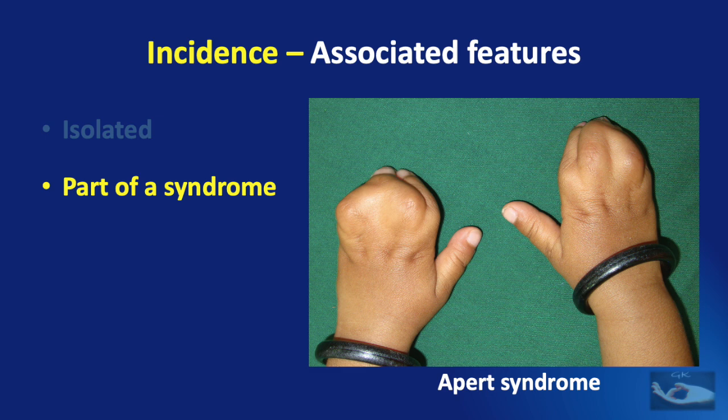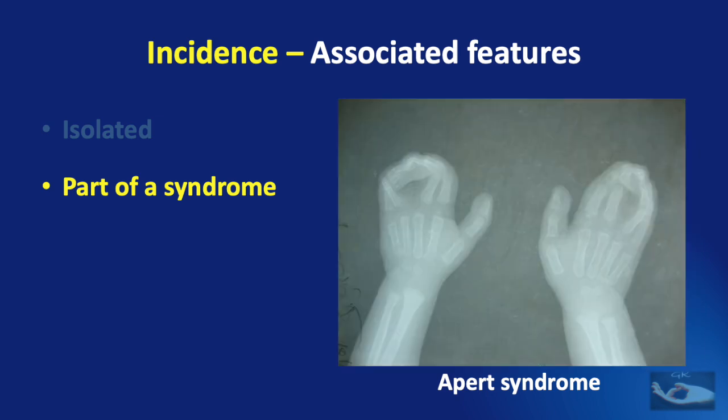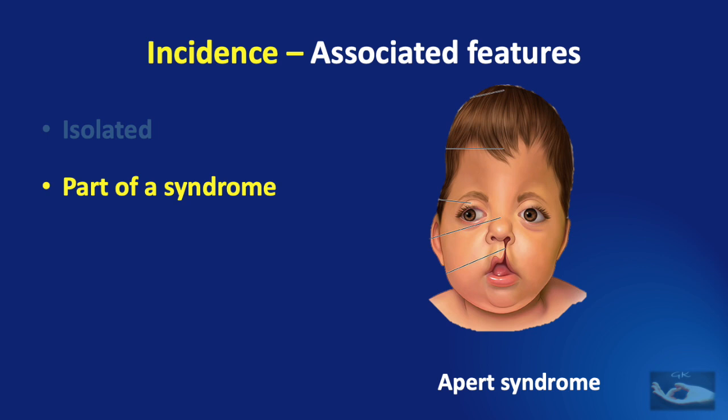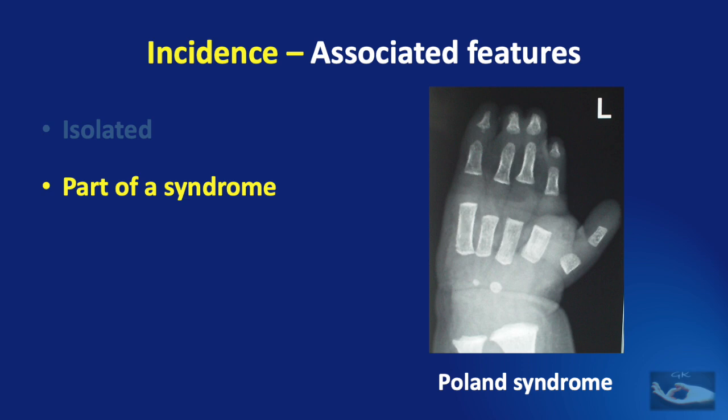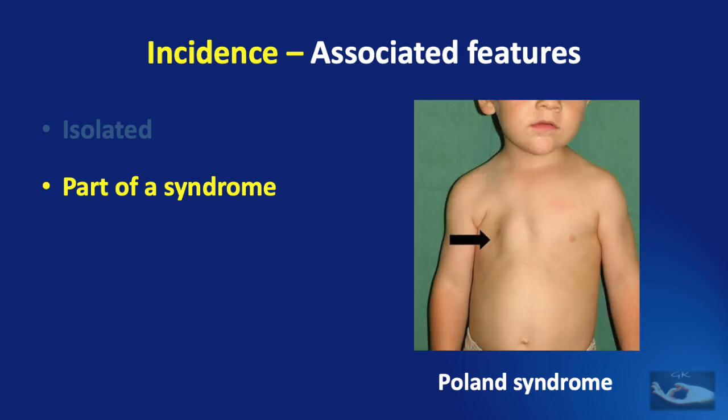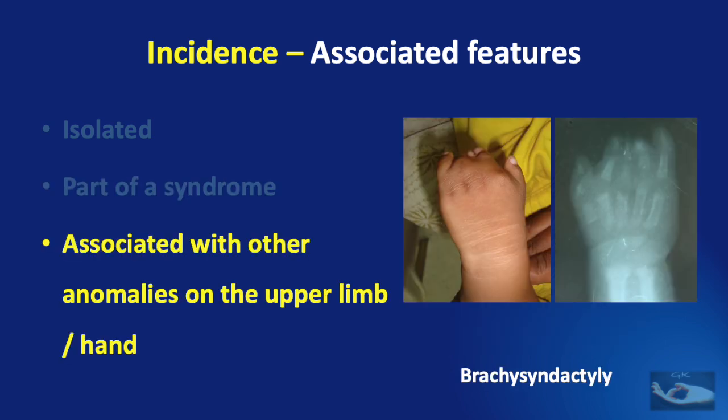When the syndactyly is part of a syndrome, it could be a part of Apert syndrome, where the hand appears like this, with X-rays showing the different bony involvement and the facial features which are very characteristic of Apert syndrome. The fused fingers could also be part of a Poland syndrome with characteristic features on the X-ray and hypoplastic features on the chest wall. We shall see more about the non-syndromic and syndromic syndactyly in the later part of this video. And thirdly, it could be associated with other anomalies on the upper limb or hand, like brachysyndactyly.